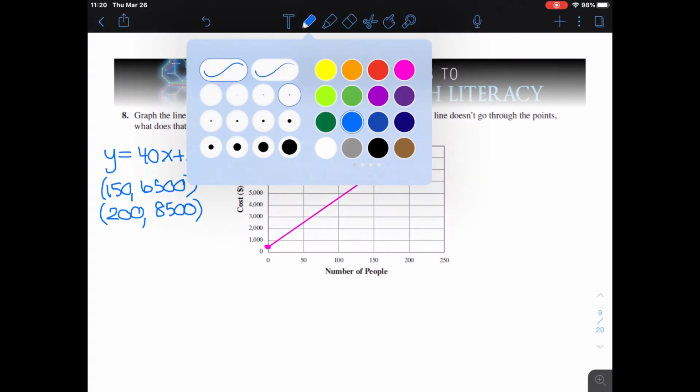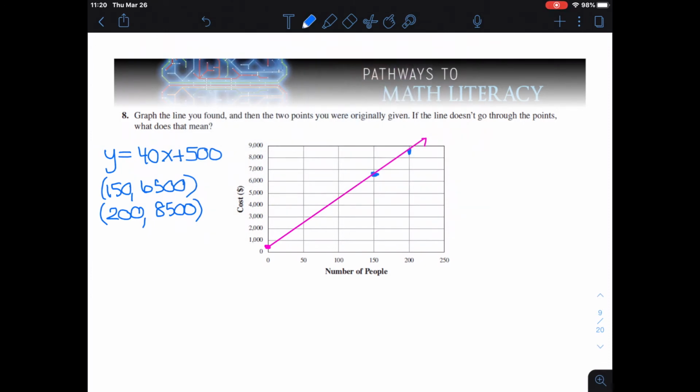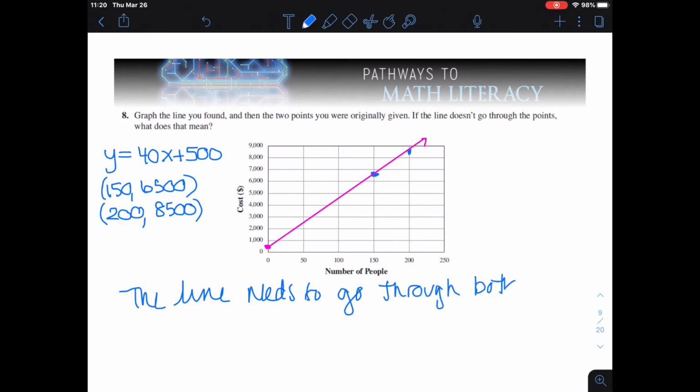Okay. So if you did go ahead and plot this without those 2 points, or if that line didn't go through the 2 points, you knew you would make a mistake either with the equation or the graph. It's got to go through both of the points. So the line needs to go through both points. So if it doesn't, we've made a mistake.